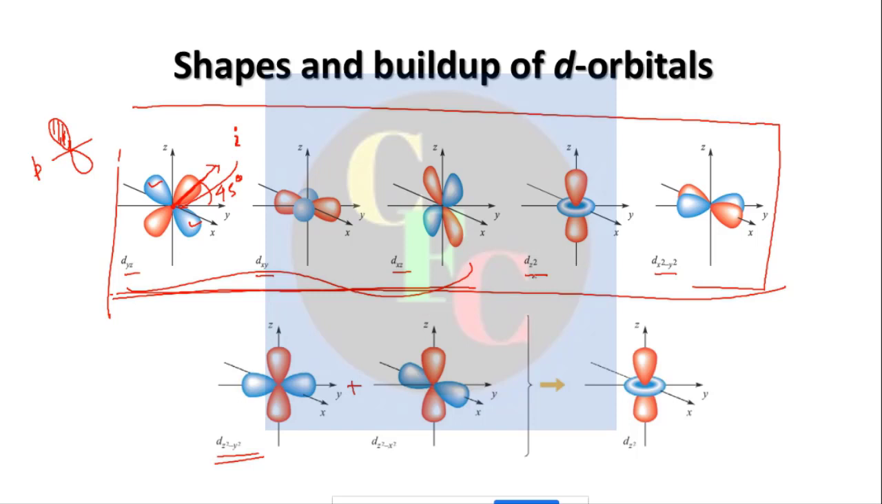For z square, as its name says, it is along the z axis with a ring on the xy plane. And for x square minus y square, it has the same shape as the xy, and it is also located in the xy plane. The only difference from the dxy is that the lobes are pointed along the axes. Here it was between the axes, whereas here it is along the axes. So these are the 5 orbitals.